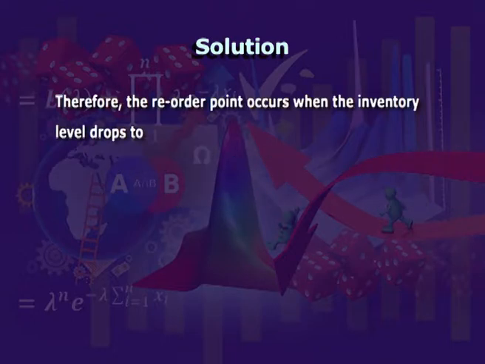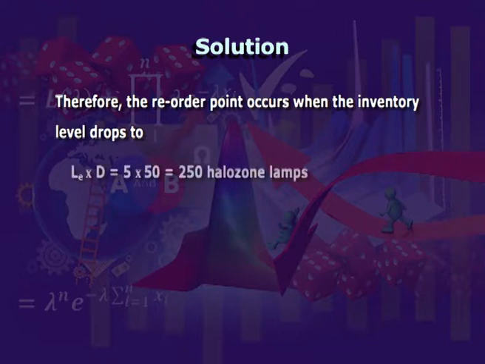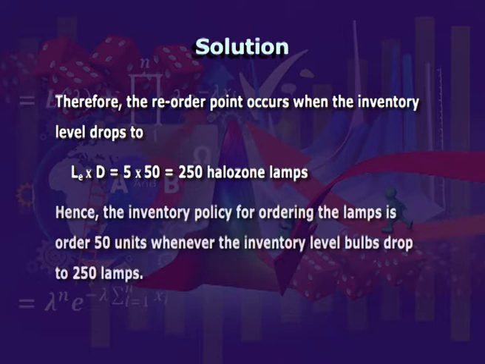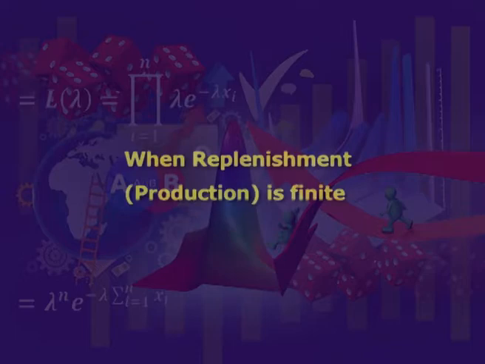Therefore, the reorder point occurs when the inventory level drops to LE multiplied by D, which is equal to 5 into 50, equal to 250 halogen lamps. Hence, the inventory policy for ordering the lamps is order 2000 units whenever the inventory level drops to 250 lamps. When replenishment or production is finite.